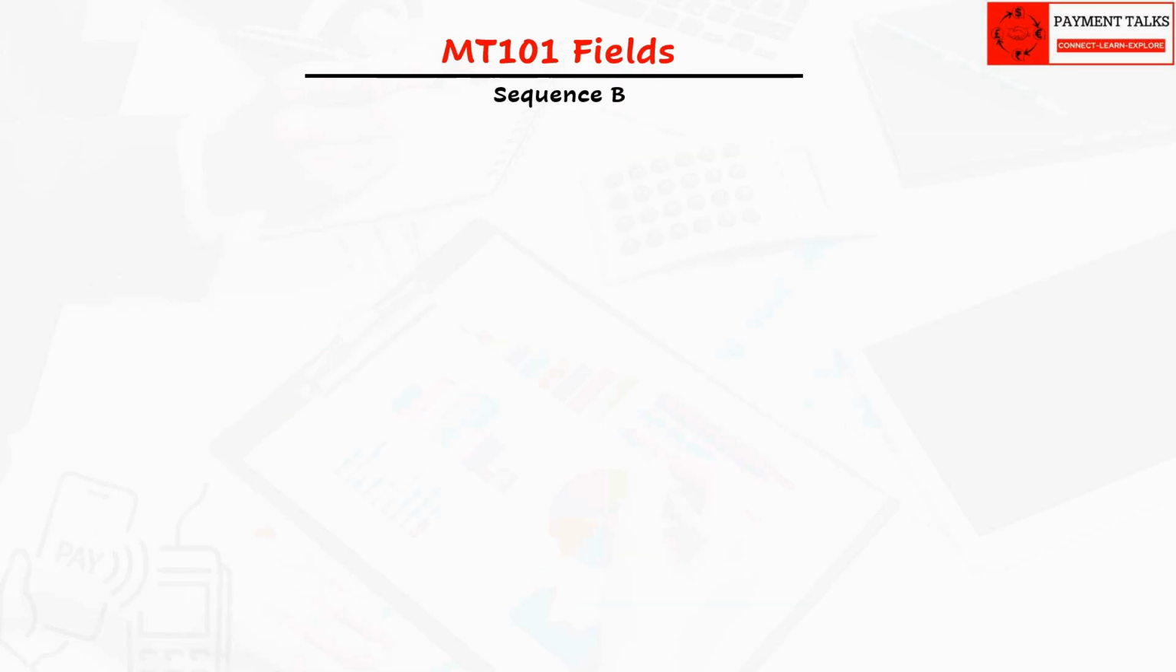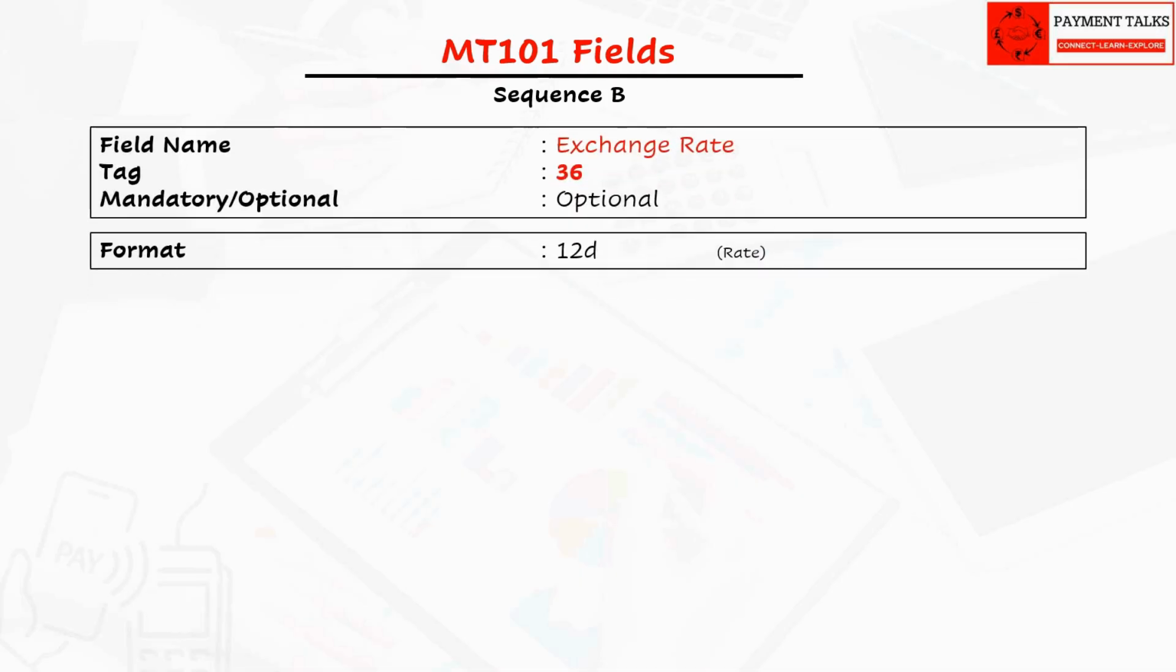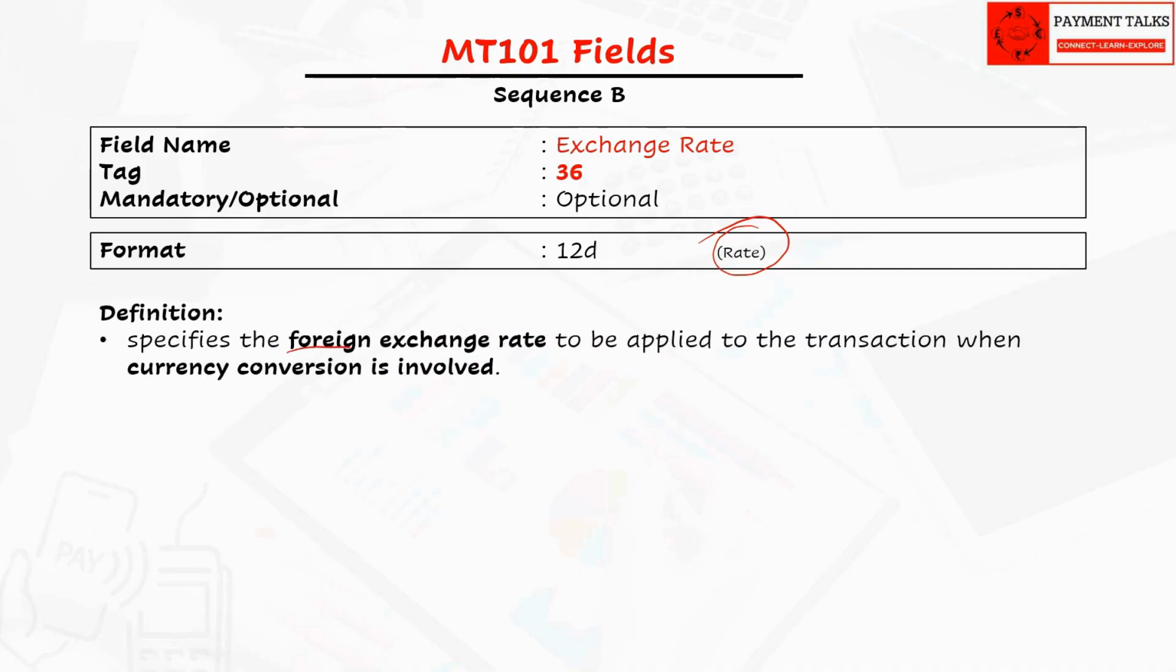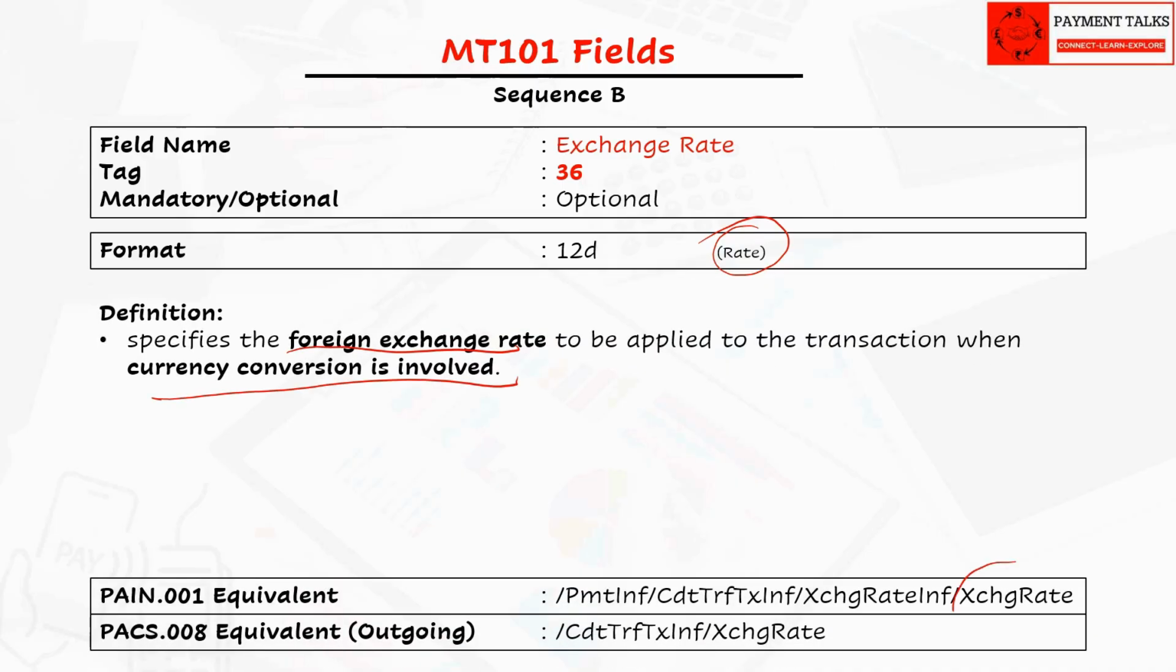The last field in MT101 is the exchange rate, tag 36. This is an optional field. The format is simple decimal 12D. This field specifies the foreign exchange rate to be applied to the transaction when currency conversion is involved. This is mapped in PAIN.001 with the same field name, exchange rate, inside the exchange rate info section. The same can be carried forward into the PACS.008.